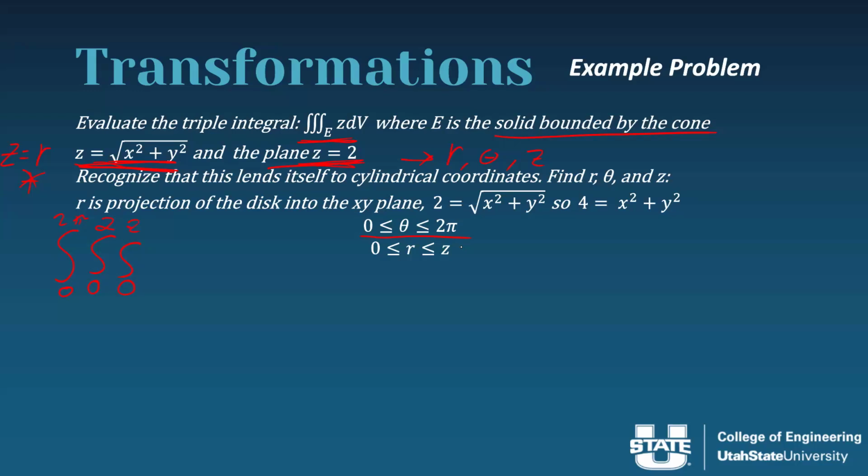Right there. Yeah. So our r increases as z increases. It's not just 0 to 2, because if it was 0 to 2, then we'd have a cylinder. But it's a cone, so it's increasing as z increases. Z, we know, goes from 0 to 2, and then we know theta is just 0 to 2 pi. That's automatic, right? All right, cool.